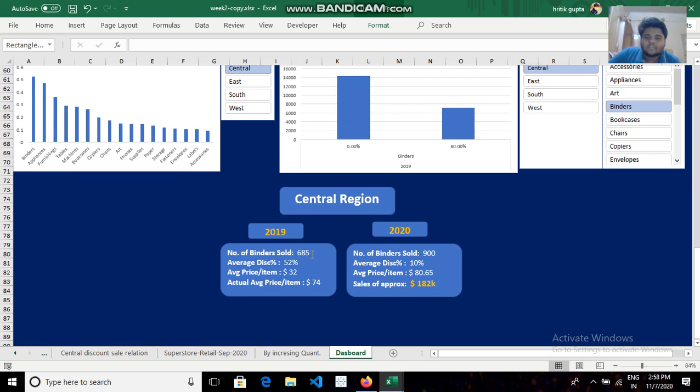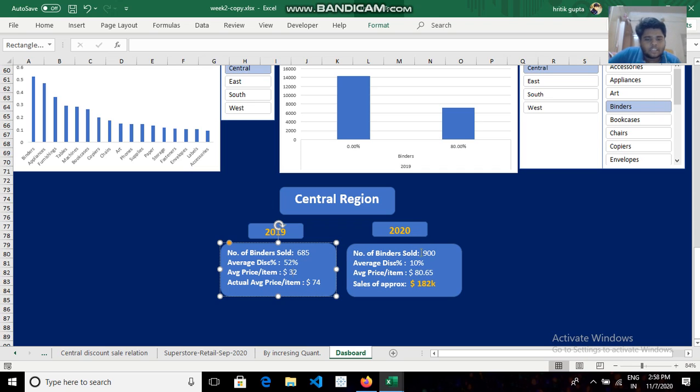So in the central region, the number of binders sold in 2019 was 685 with a 52% average discount. The average price per item was 32. The actual price per item was $74.